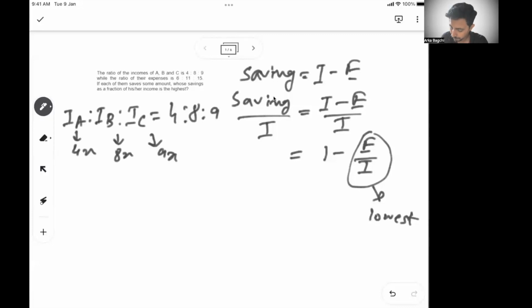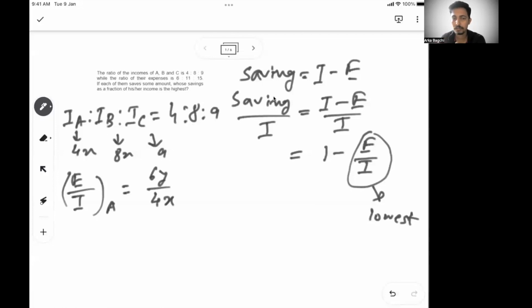So for savings as a percentage of income for A, we'll see expense as a percentage of income. For A, it will be 6y by 4x, because the ratio of expense is 6 is to 11 is to 15.